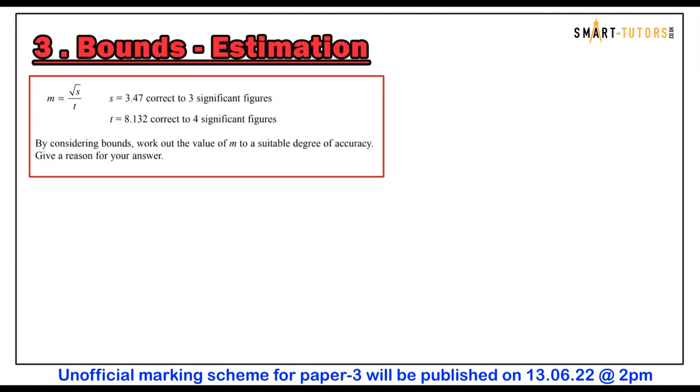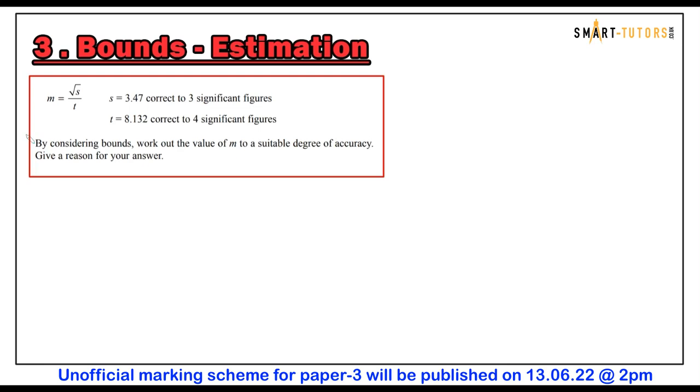Topic 3, bounds and estimation. First of all, there's an equation given. The S value and T value are given. By considering bounds, work out the value of M to a suitable degree of accuracy. Give a reason for your answer.